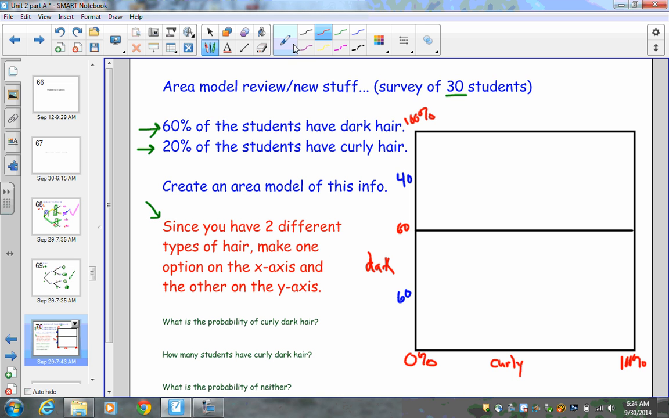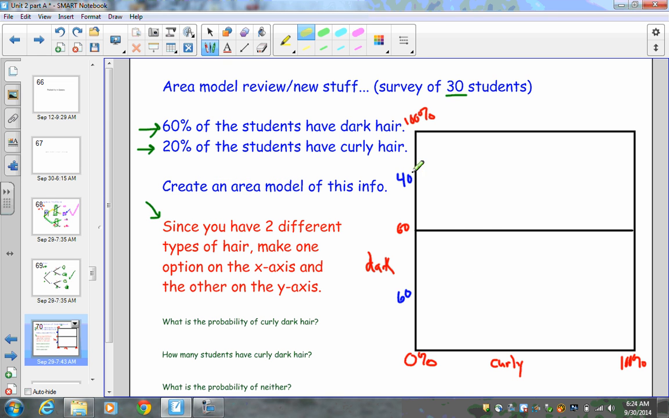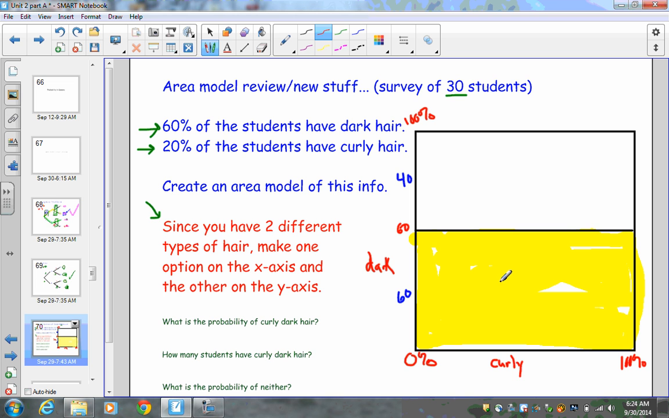Now, what I'm going to do is shade everybody that has curly hair. So I'm shading the curly haired side. So there's my curly haired side. Okay. I'm sorry, I said dark haired. Sorry about that. Dark. All right, so this is my dark hair. All right. And for lack of a better word, this is going to be my non-dark hair.